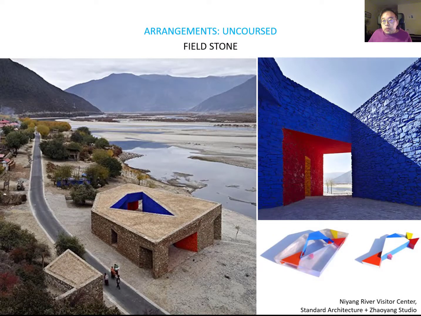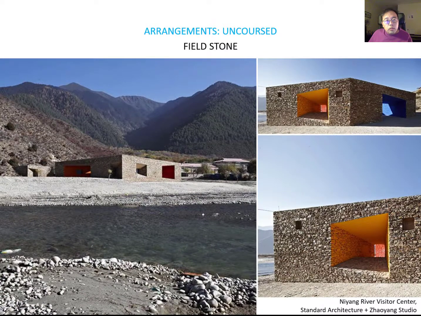This is the Niyang River visitor center, located between Tibet and China. You can see this colorful interior space, and outside you can see the field stone arrangement. The architect collected local stone material to make this building. So that's why, when you see it from the outside, this project is camouflaged from the nature, because they're using the same material from the context, and also they're using the color.